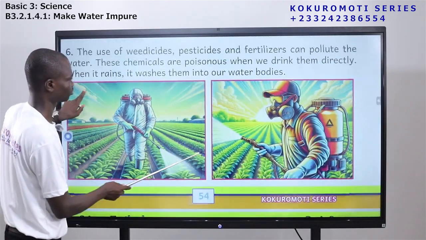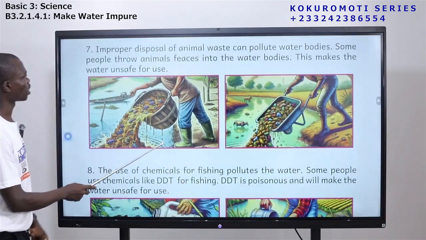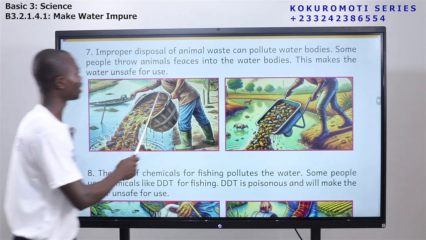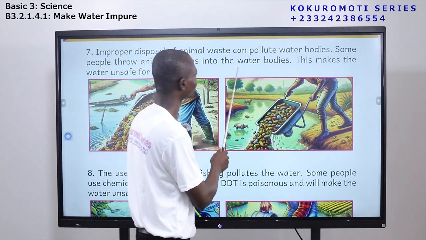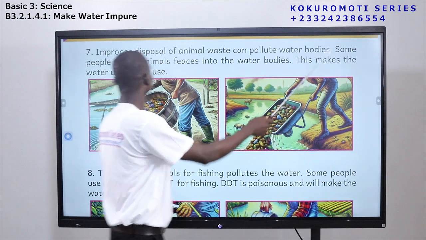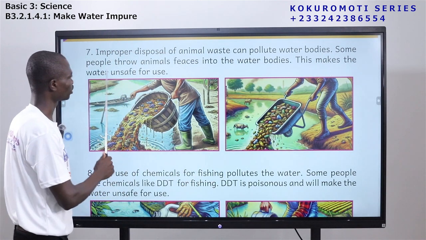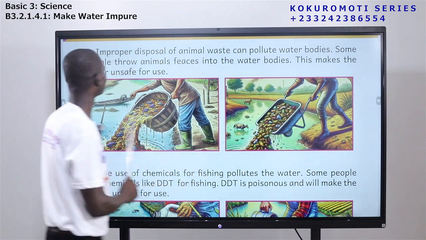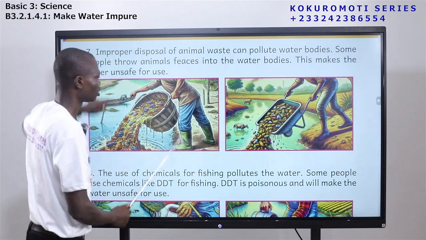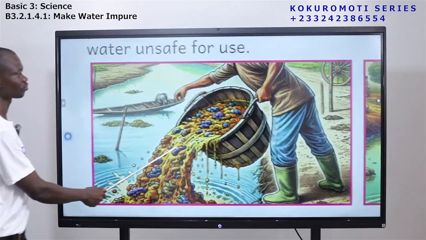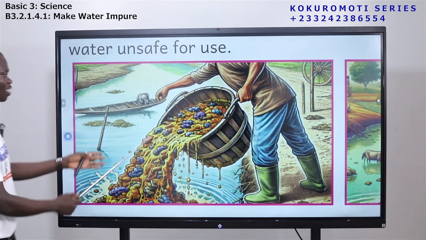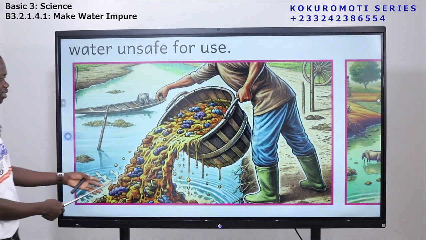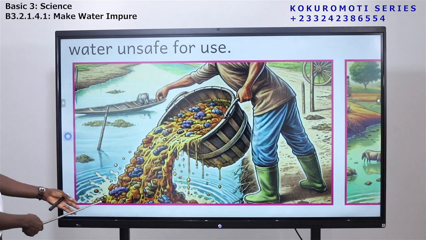Okay, let's look at the next one. Improper disposal of what? Animal waste can pollute water bodies. Some people throw animal feces into water bodies. This makes the water unsafe for use. Look at this picture. So the man is just dumping animal waste into water body.